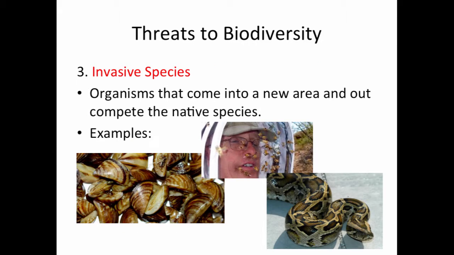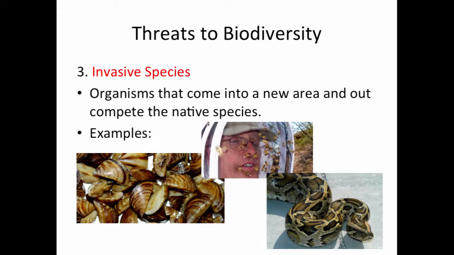A third threat to biodiversity that humans can sort of control is invasive species. An invasive species is an organism that comes into a new area and outcompetes the native species, so it's going to replace the native species because it has no natural predator or disease that's going to lower its population size. An example of that would be the zebra mussels that have come down from Canada into Michigan and outpopulated all the other crustaceans that live in that area.